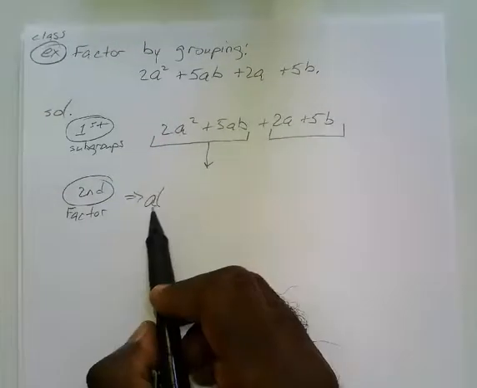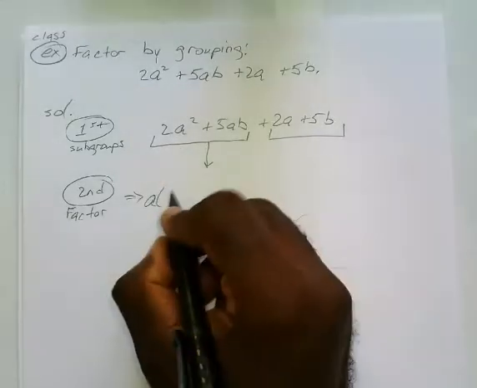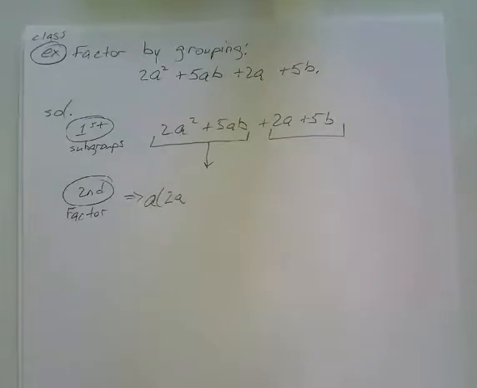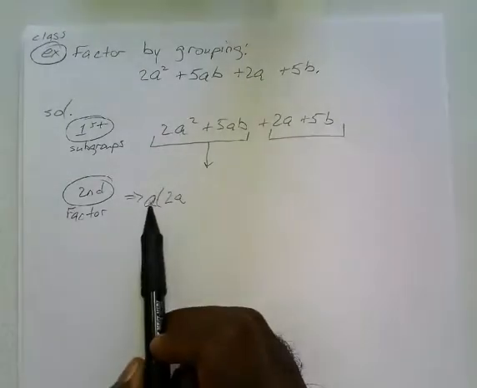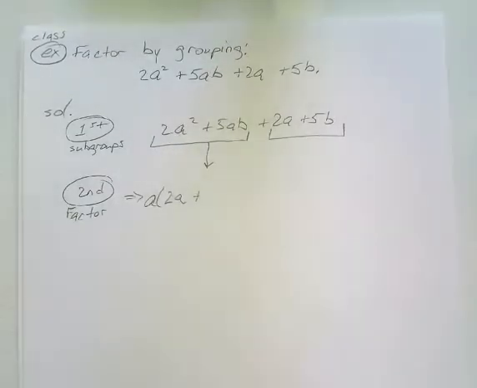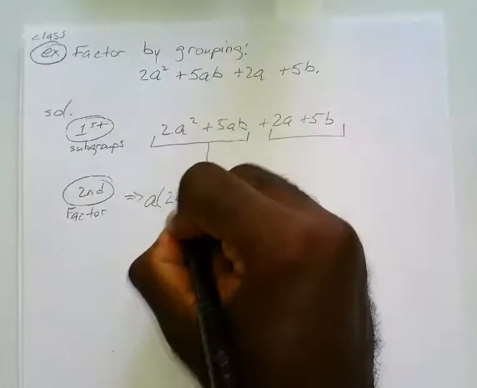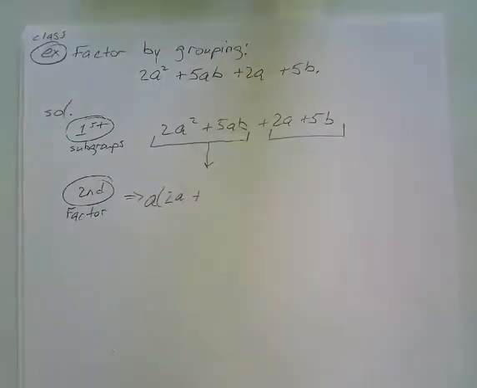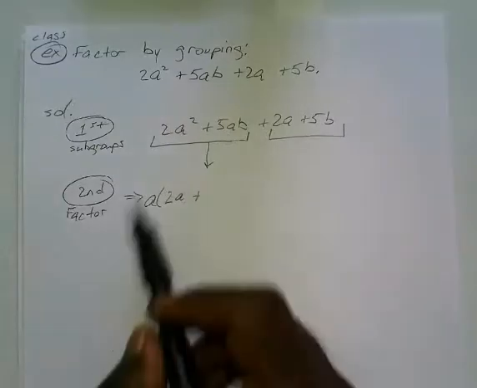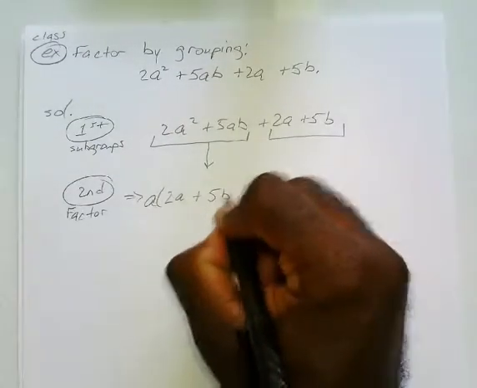Okay, so a times what would give us 2a squared? A times 2a. Okay, so you can always double check. A times 2a is 2a squared. Plus, let me straighten out that a. It's bugging me. There we go. Okay, so a times what will give us 5ab? Well, if we distribute, we already have the a, so it's just going to be 5b.